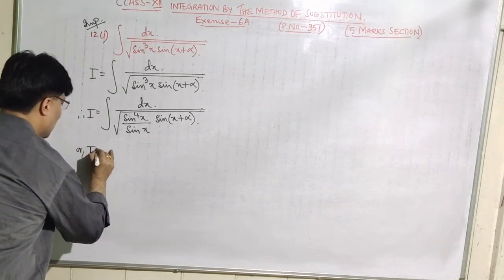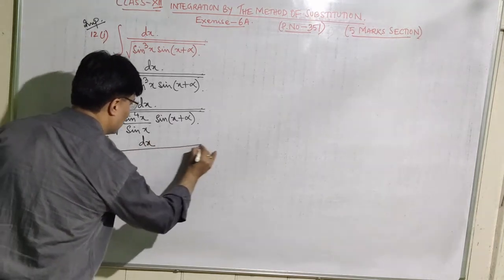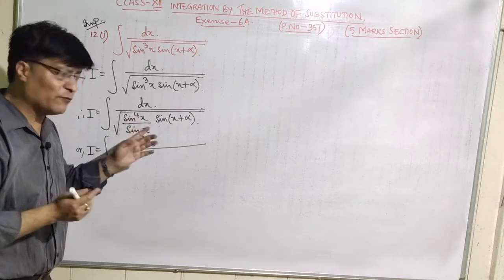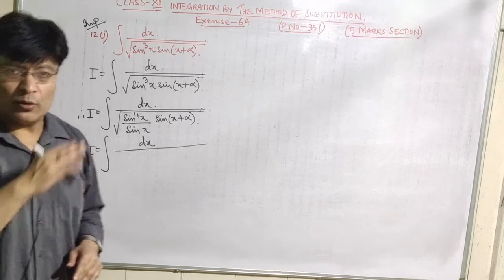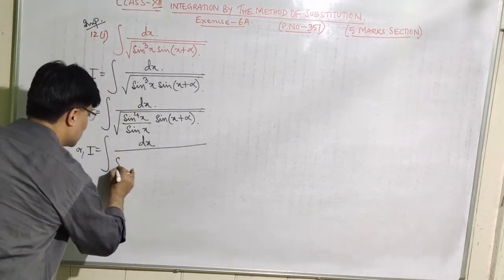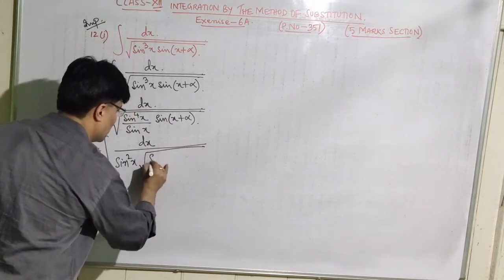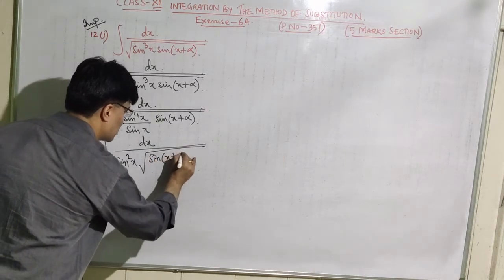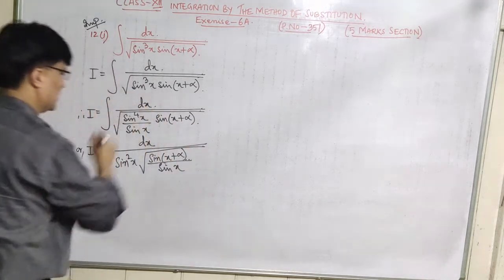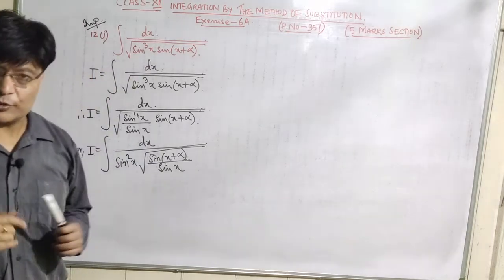Now I is equal to integration of dx divided by, so you can easily take this sine to the power 4x outside the square root. What is the square root of sine to the power 4x? It is sine square x, and within the square root here we have sine of x plus alpha divided by sine x. So I think you have understood it.